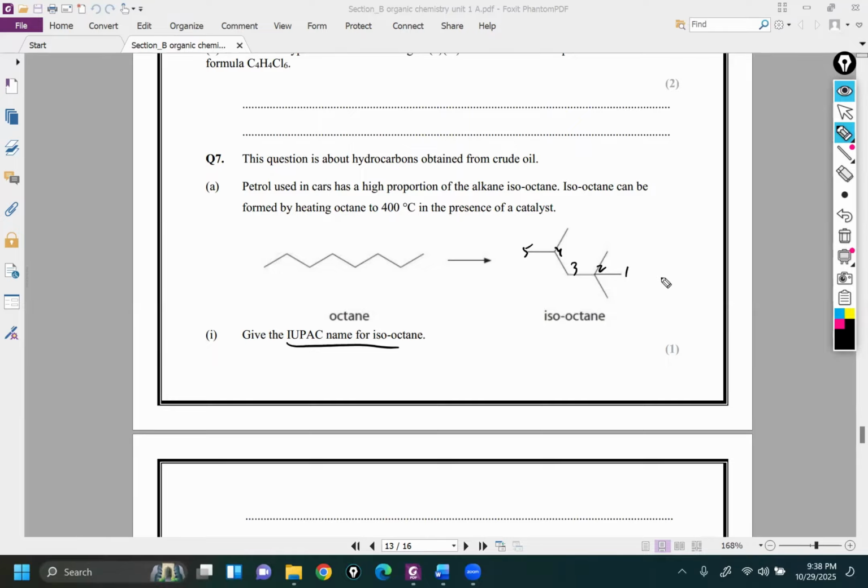Now, why do we number from this side? The reason is that this is a branch, this is a branch, and this is a branch. I told you that we have to number the chain in such a way that the branches get the least numbers. So 2, 2 and 4, trimethyl and pentane.